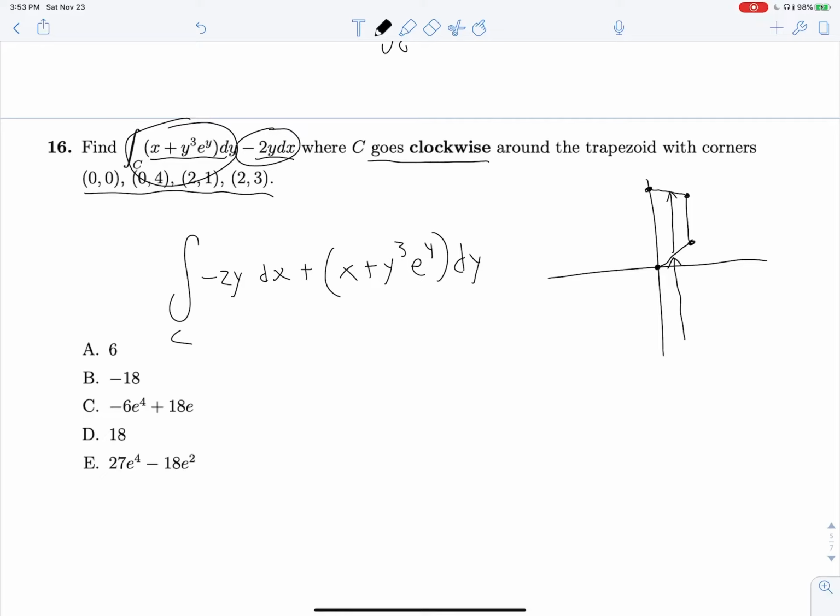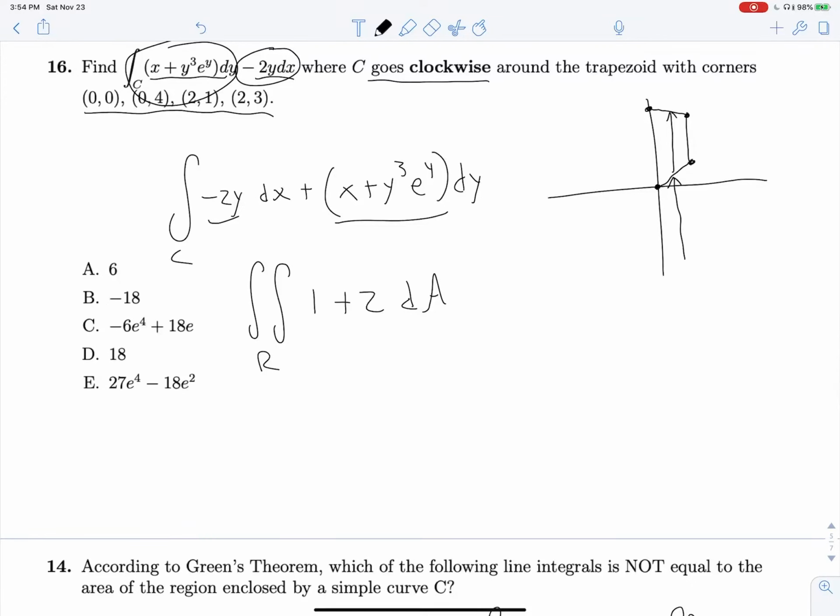We can apply Green's theorem really quickly and see that this will be the double integral over r of the partial of this guy with respect to x, which is just going to be 1. And then we are subtracting the partial of this guy with respect to y. Well, two negatives, we're going to get a positive, we're going to add 2, dA.